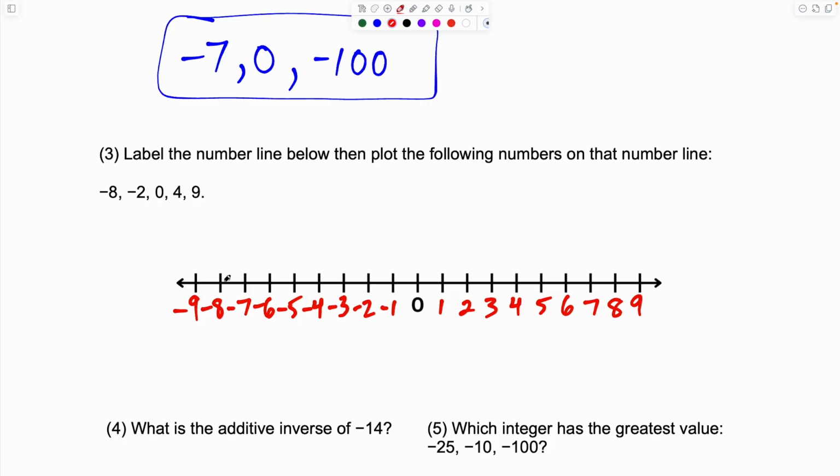So -8, we could plot this right over here. This would be the location for -8. -2, we can move over to this spot. We just plot it here. Then 0 is lined up here with 0. And then 4 would be over here on the number line. And then 9 would be over here at the end of the number line. Okay, so this would be the correct plotting of these numbers on the number line.